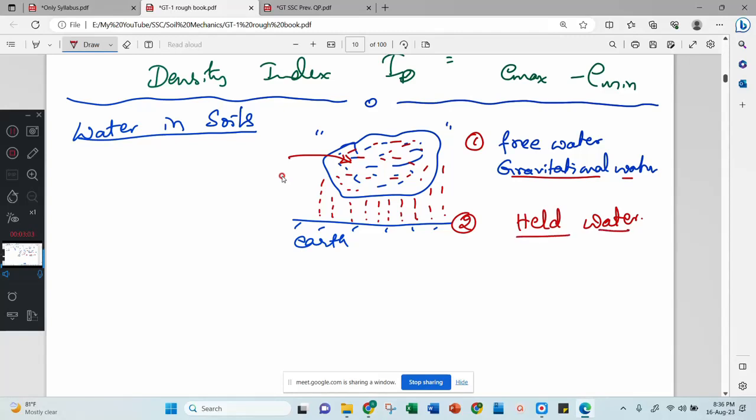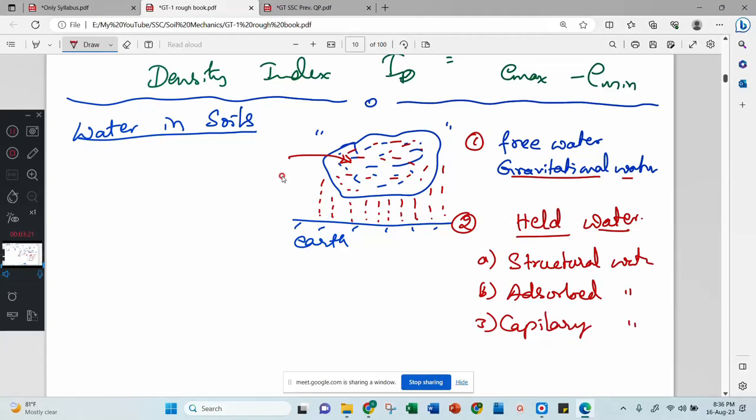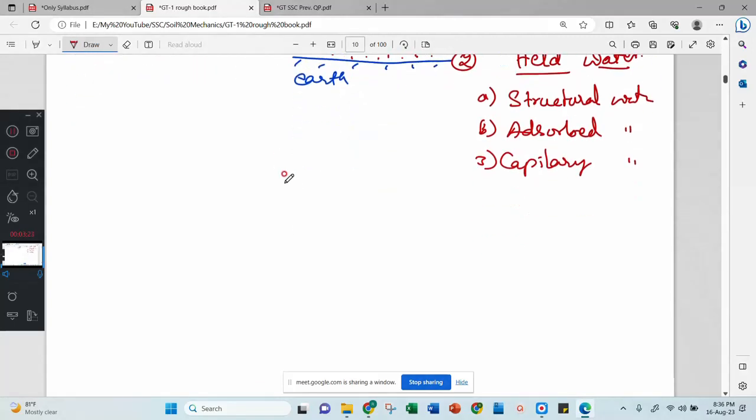In this held water, we have three types. The first one is structural water. The second one is adsorbed water. The third one is capillary water. Now we will understand structural water.